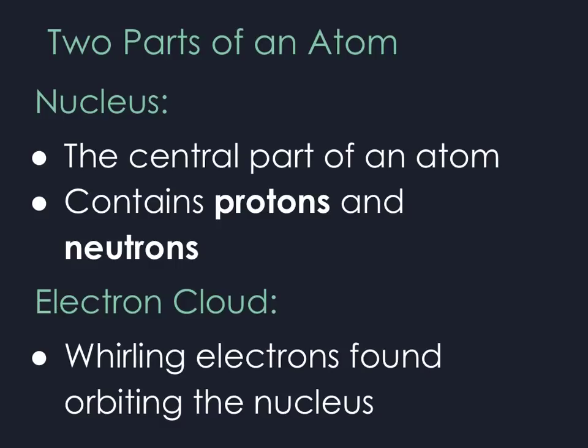So we got our nucleus. Remember, that's the central part of the atom. And here's the part that you need to know. Inside the nucleus, we have protons. Ooh, we talked about those before. And we have neutrons. Protons and neutrons inside of the nucleus. And then the electron cloud is where the electrons are, and those are outside of the nucleus.